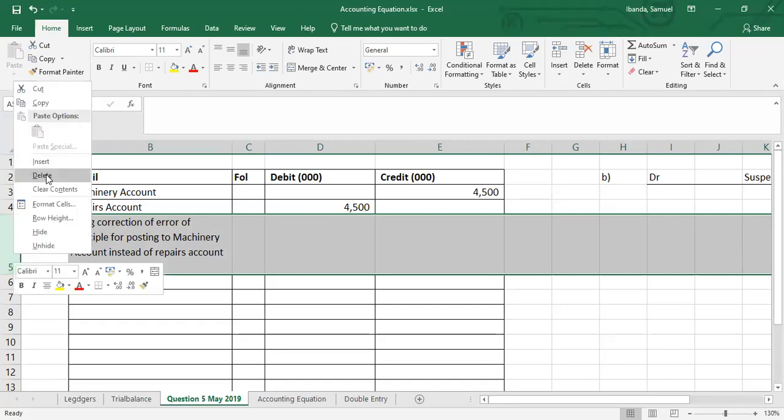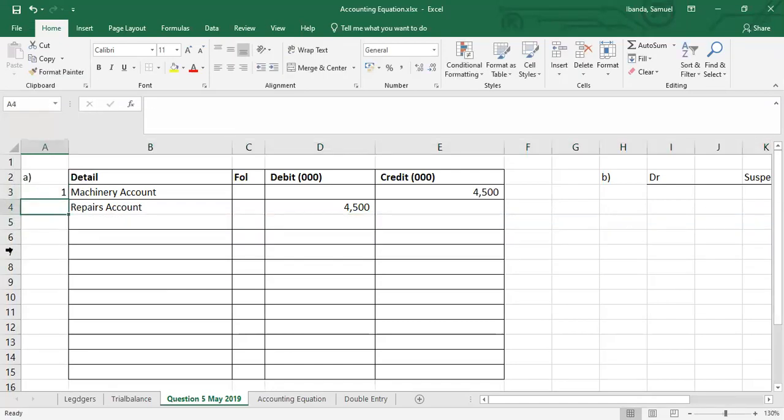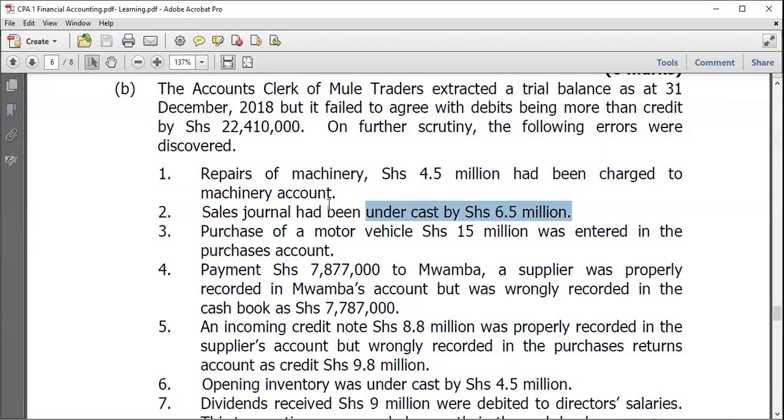So they told us to ignore narrations. I'll just ignore my narrations there. So this is the first error. I'll come to my second error. So the second error, they are telling me the sales journal had been undercast by 6.5 million.